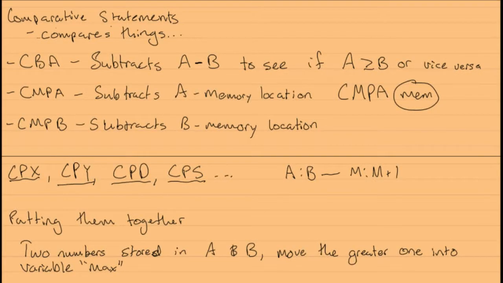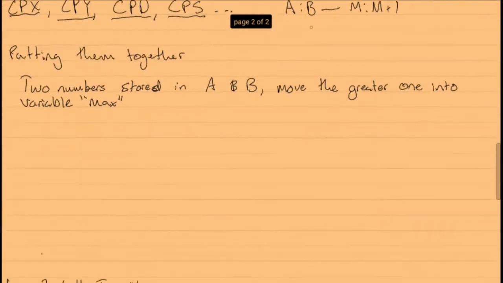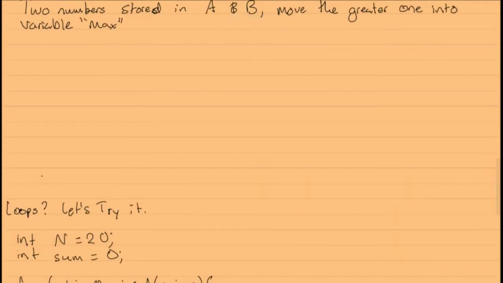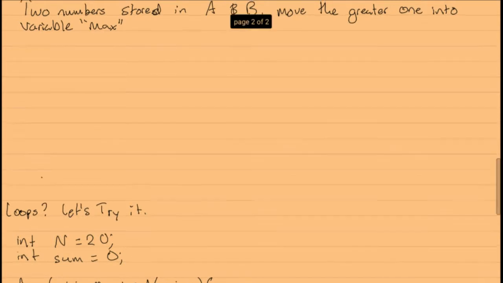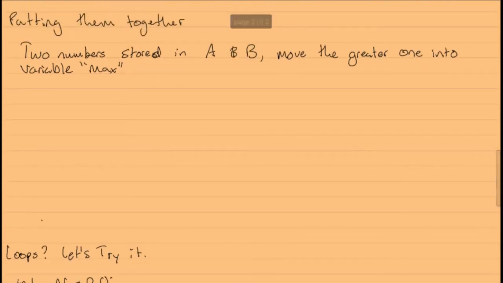So now that we've gone over what branching and comparative statements are, let's write out some examples and figure out exactly how this works. So first thing we're going to look at here is this problem. Say we have two numbers stored in A and B, and I want to move the greater one into a variable called max. So let's write out a program for this.